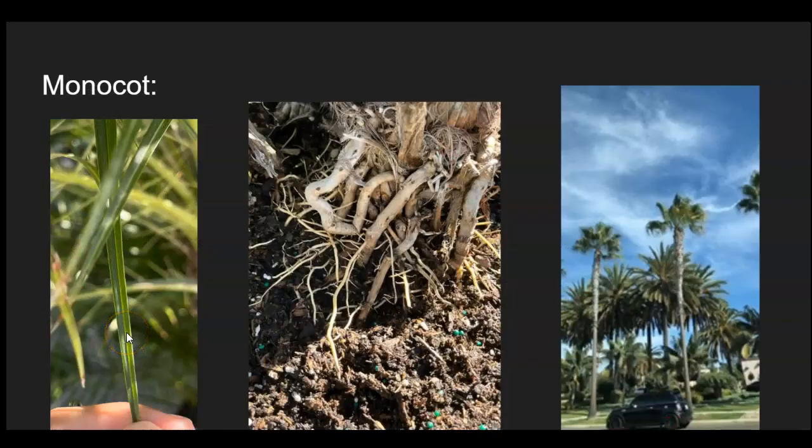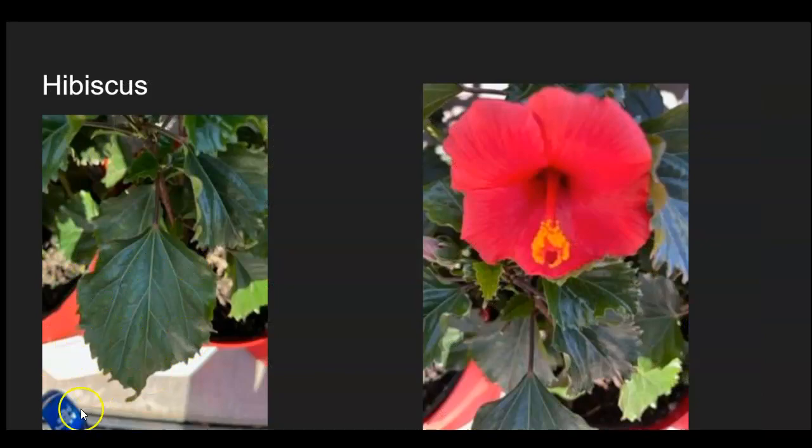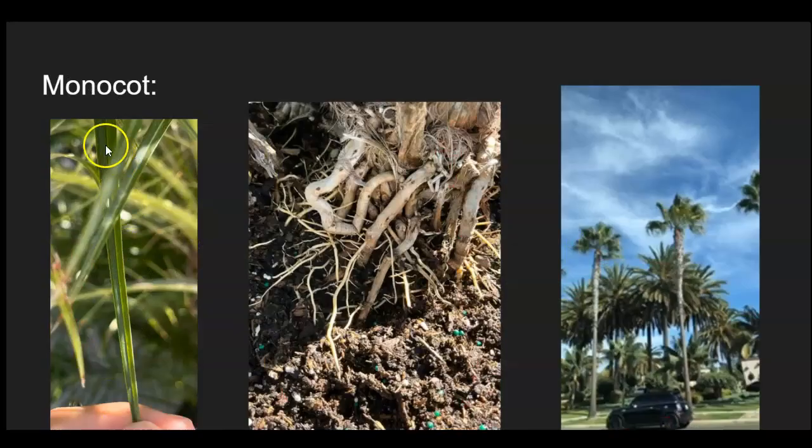My monocot choice was a palm tree. The palm tree leaves are narrow, as you can see how narrow they are compared to this one, which is much wider. You can see the parallel lines within it, so it's just all straight lines this way, all going in one direction compared to the Eudicot. So that's one big noticeable thing that made me realize that it's a monocot.